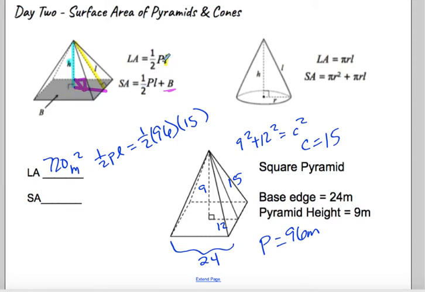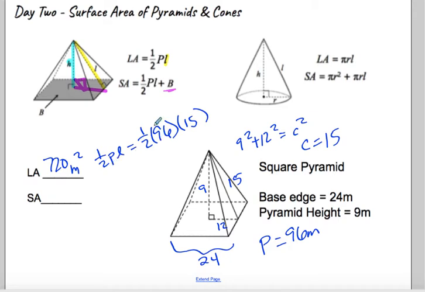And this 1/2 PL comes from these triangles that are going around the sides. The perimeter is adding all the bases of the triangles together. The L is the height of the triangle. And the formula for a triangle is 1/2 base times height. So it's really combining all those triangles into one formula.